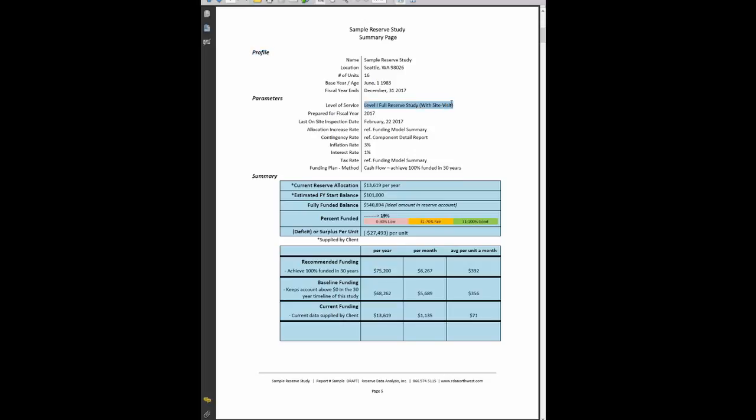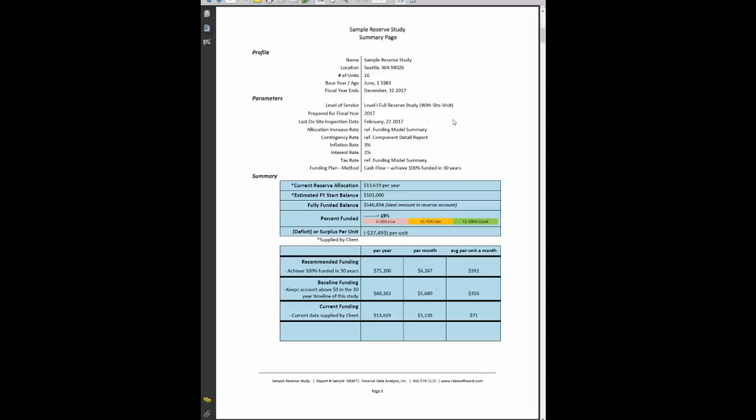First, just levels of the study. It could be a level 1, which is a full reserve study with site inspection. A level 2 would be an update to the level 1, but with a site inspection as well. Or it could be a level 3, where it's just an in-office update to the cost and inflation figures and projects. There would be no site inspections on those years.